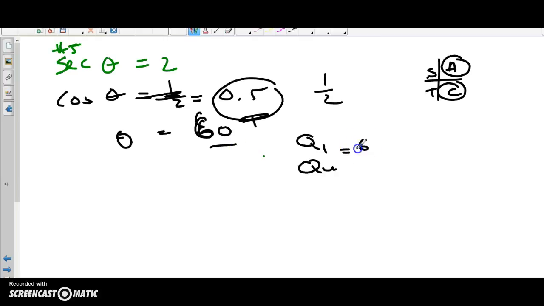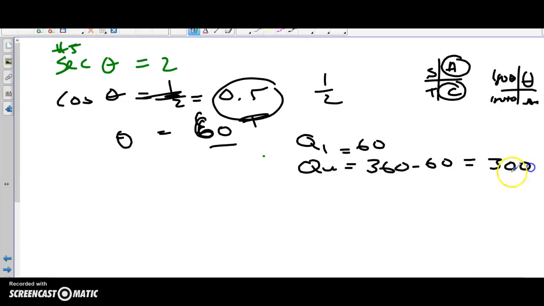My Q1 answer is 60, and my Q4 answer uses the related angles: theta, 180 minus theta, 180 plus theta, and 360 minus theta. To get here, I have to go 360 minus theta, which is 60. So the other angle is 300. So secant theta is equal to 2 when cos theta is equal to 1/2. That takes place at 60, and it also takes place at 300.